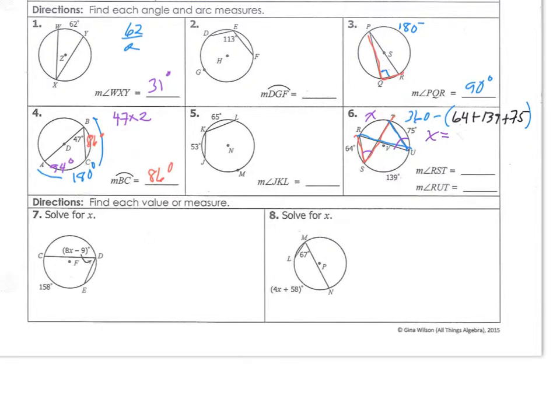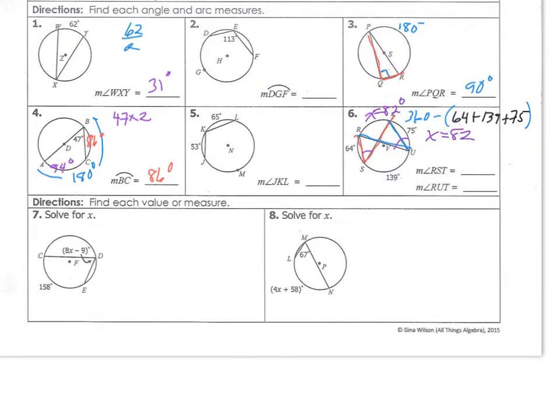82. Let's see, 360 minus 64 plus 139, and then plus 75, right? What'd you get? 82. Is that the answer to both of these, 82? If x is 82 degrees?